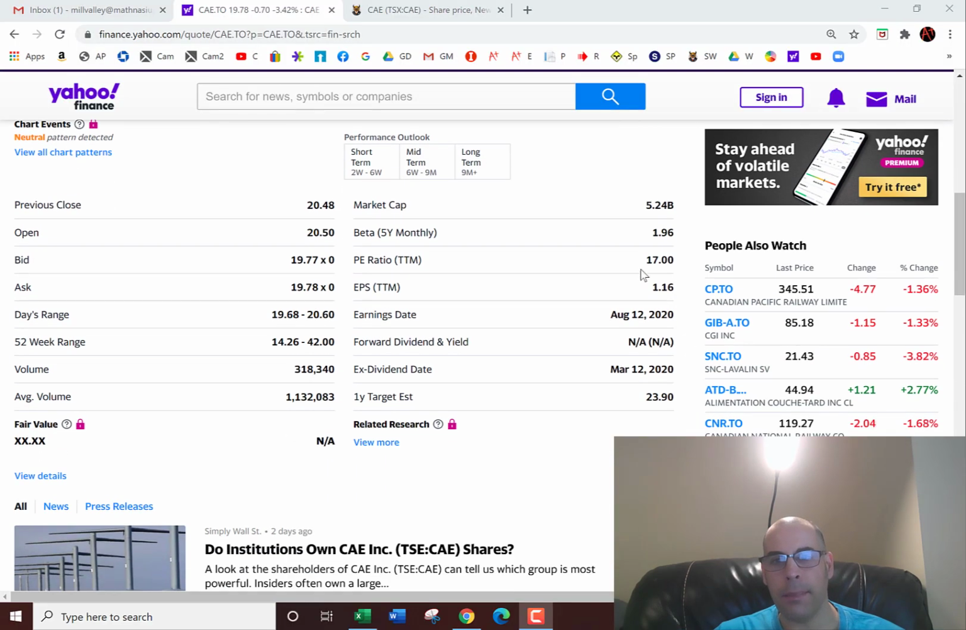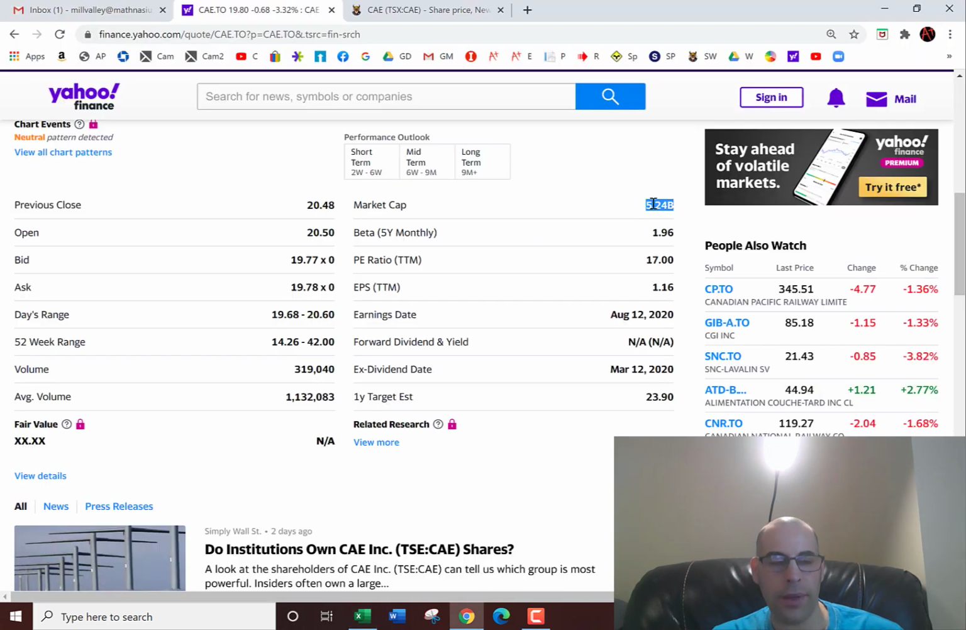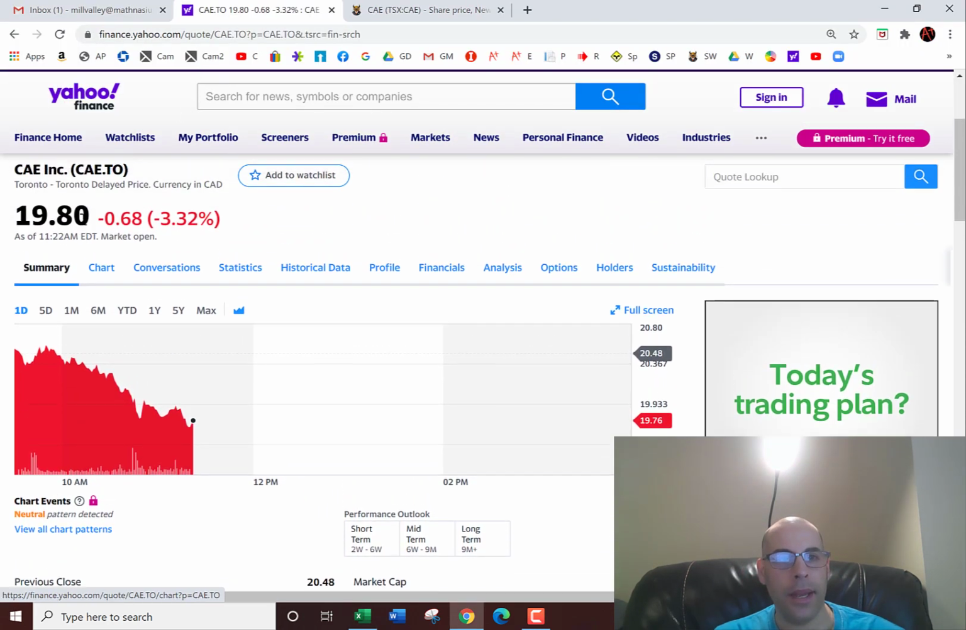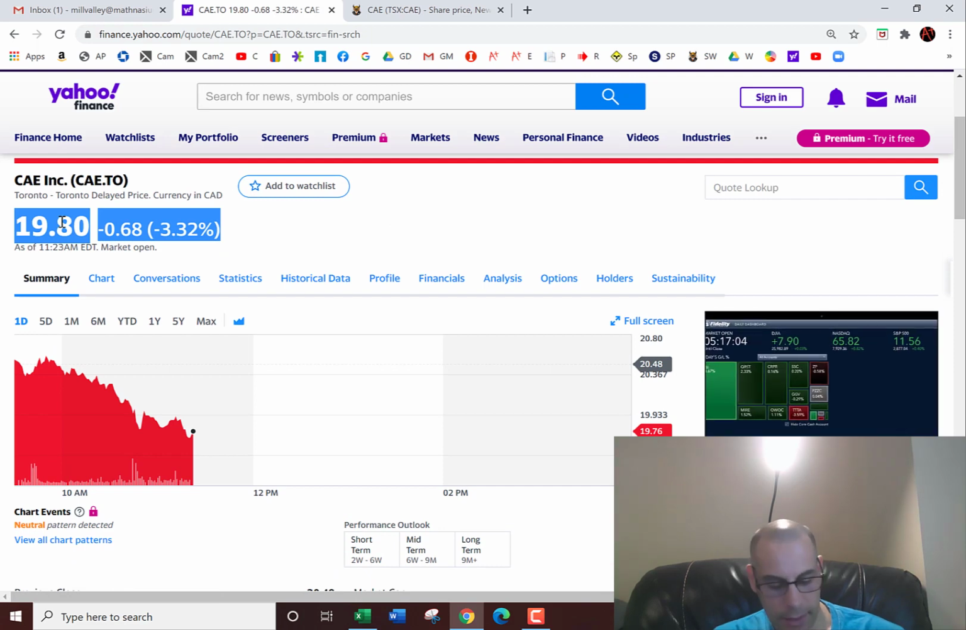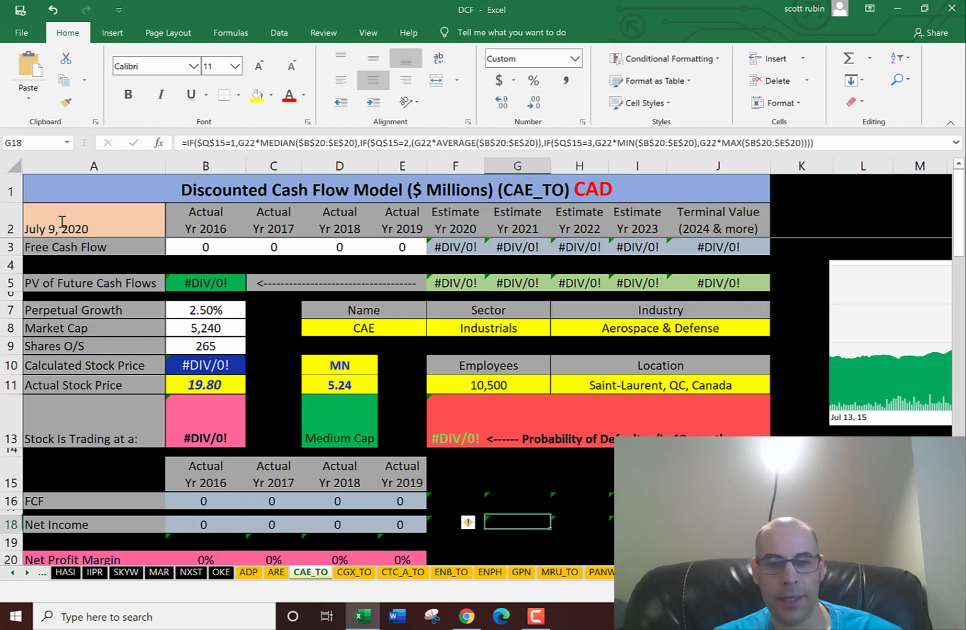So this company has a market cap of $5.24 billion. That's Canadian dollars. And that's the value of the company according to the stock market. And they're trading at 19.80. So that's one share of stock is $19.80.